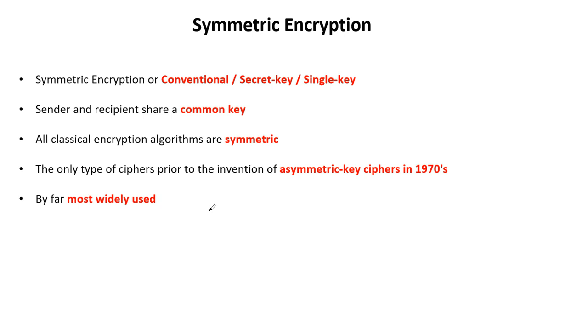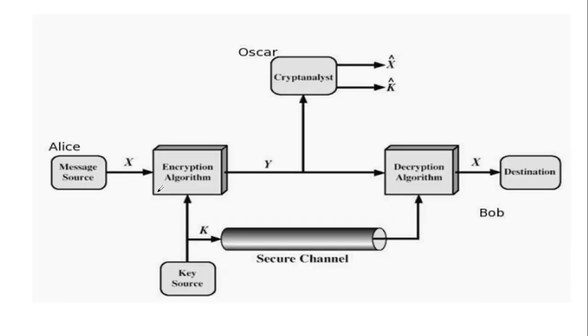Symmetric encryption: a key shared between sender and receiver. It is called conventional, secret or single key. Sender and recipient share the same common key. It is called symmetric. It was the only type of cipher prior to the invention of asymmetric key ciphers in 1970. So these are the conventional or old crypto systems in which the key is shared between sender and receiver. They were invented before asymmetric key ciphers and are by far the most widely used.